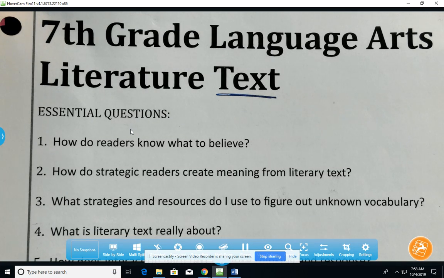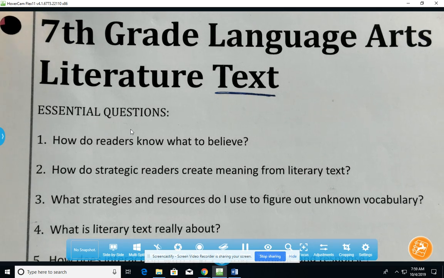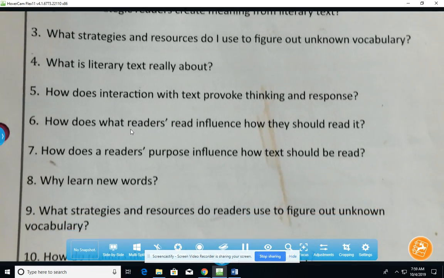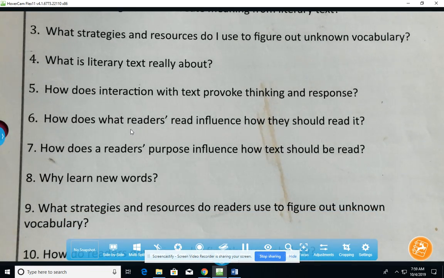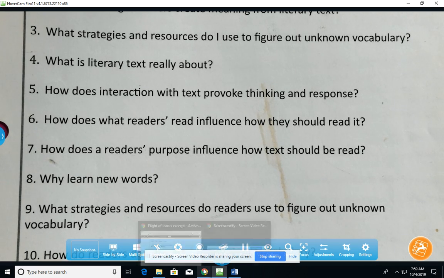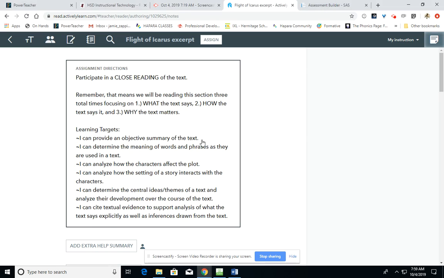Hello. Today we're looking in the literature packet at essential question number 2, how do strategic readers create meaning from literary text? 4, what is literary text really about? And 9, what strategies and resources do readers use to figure out unknown vocabulary? We're doing a close reading of the second section from Icarus's flight.